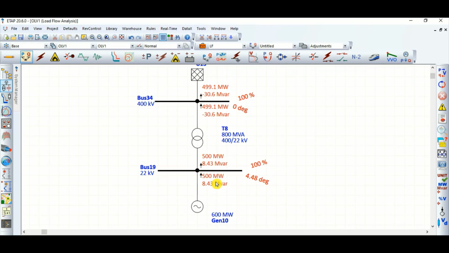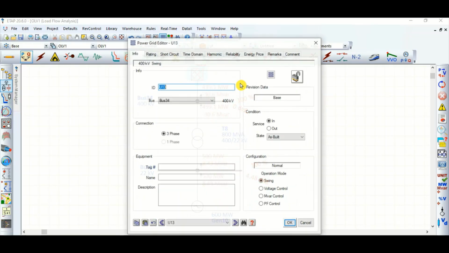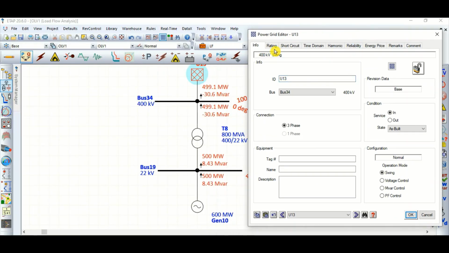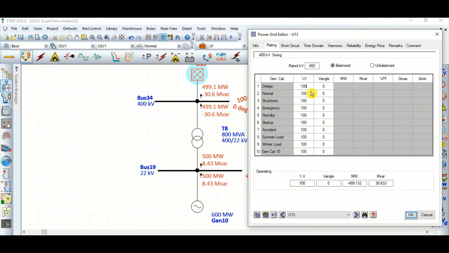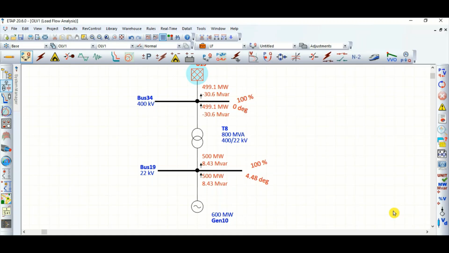Now this reactive power also depends on the grid side voltage. Let's say it is 100%. Now at the grid level, the 400 kV grid, the voltage is 100%, because it is defined here, it is a fixed value of 100%. Now if we change it to 101%, let's see what will happen.